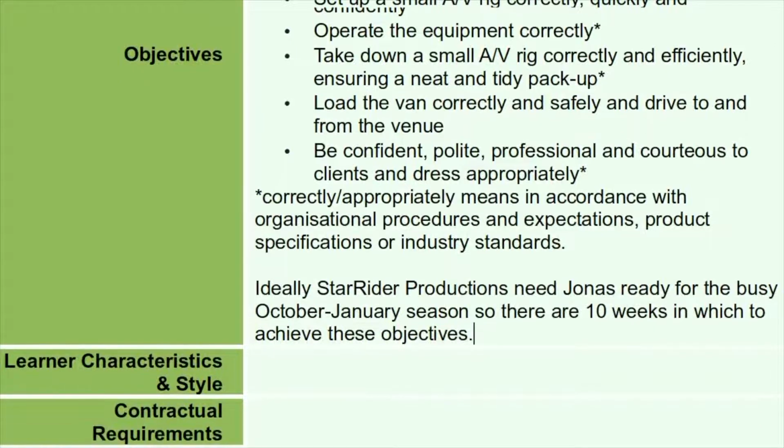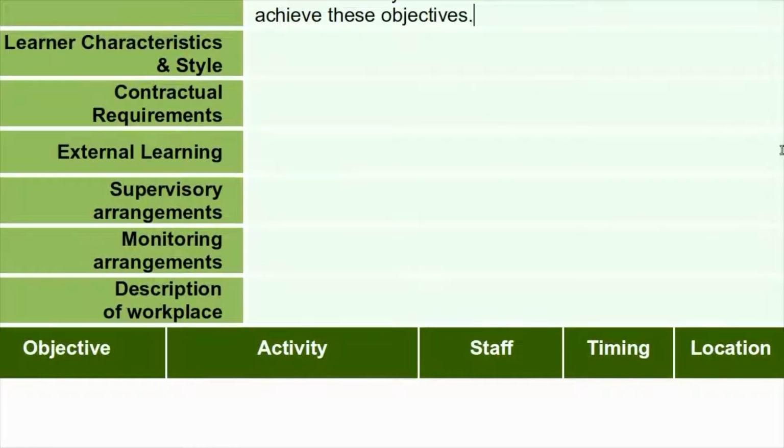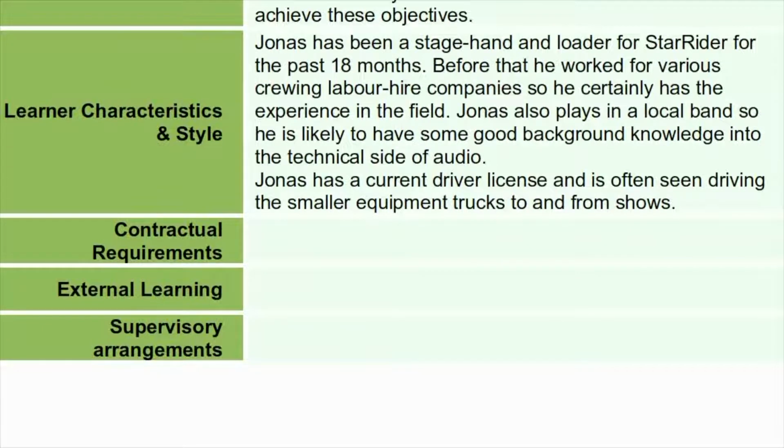Another source of valuable information to make a successful work-based learning pathway is this next section, learner characteristics and style. Most of what you've been doing so far has dealt with group-based learning where learner characteristics and styles were many and varied. In a work-based learning pathway, you're designing for a single person, and that allows you to really tailor the learning to their characteristics and style. So what have we found out about our learner?